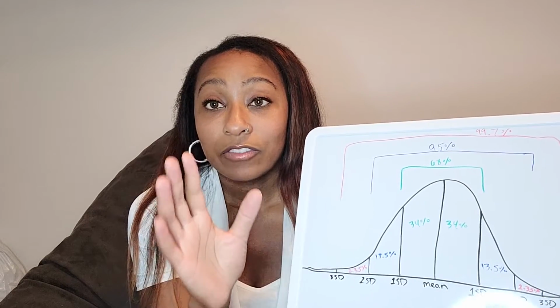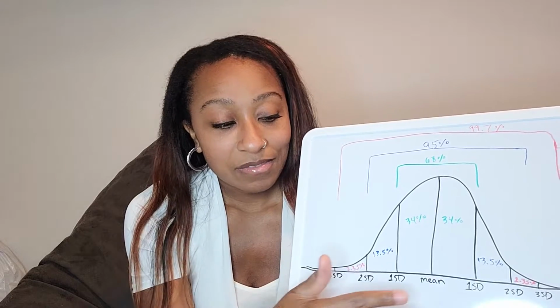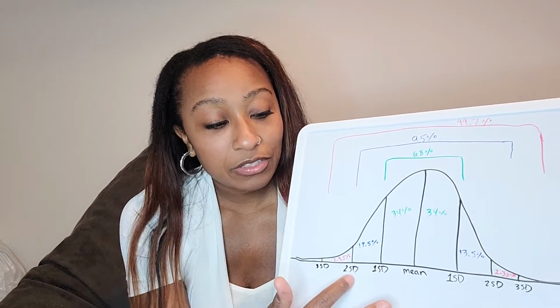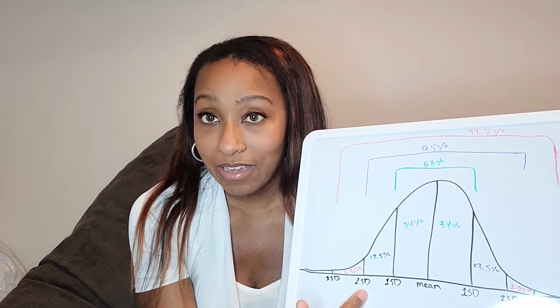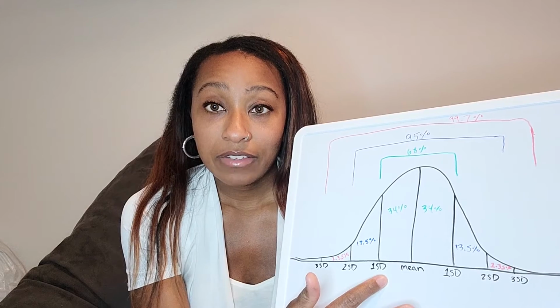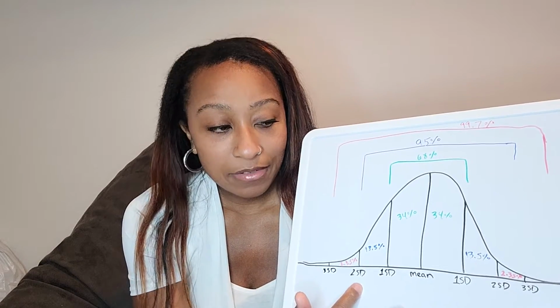Now remember, for this WISC, for this IQ test, that's 1 standard deviation. If we go 2 standard deviations down, you're gonna subtract another 15 points. So 85 minus 15 is gonna be 70 on this side.